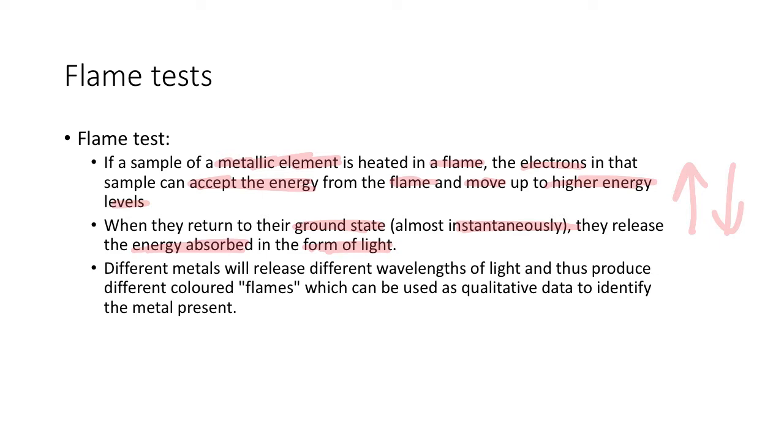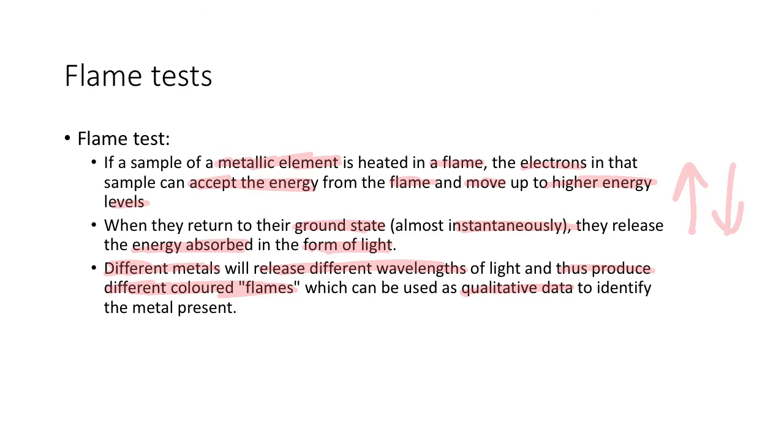Different metals will release different wavelengths of light. Okay, so different metals will release different wavelengths of light and thus produce a different colored flame, okay? Which can be used as qualitative data, which means it's a quality of the product, whether it's red or blue or whatever, to identify the metal present.